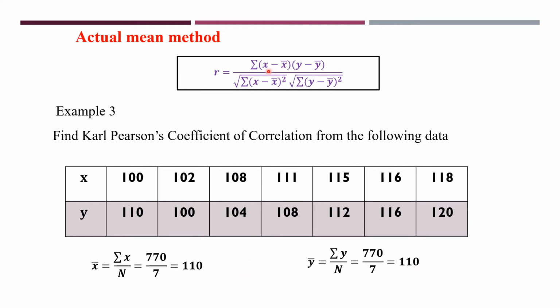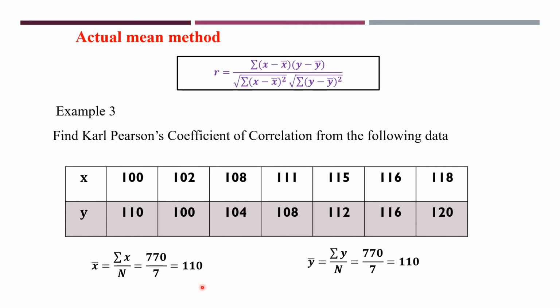Now we require x minus x bar. In both numerator and denominator we require x minus x bar and y minus y bar. So we have to now form the column x minus x bar, y minus y bar, then x minus x bar into y minus y bar and these squares. The table will contain x and y in the first column. Next we have to calculate x minus x bar. X bar is 110. So each element of x has to be subtracted from 110.